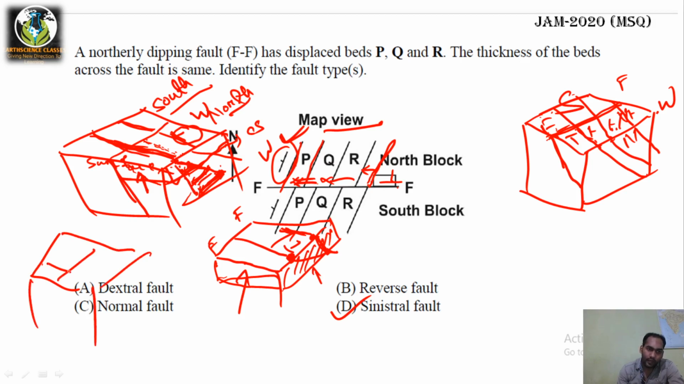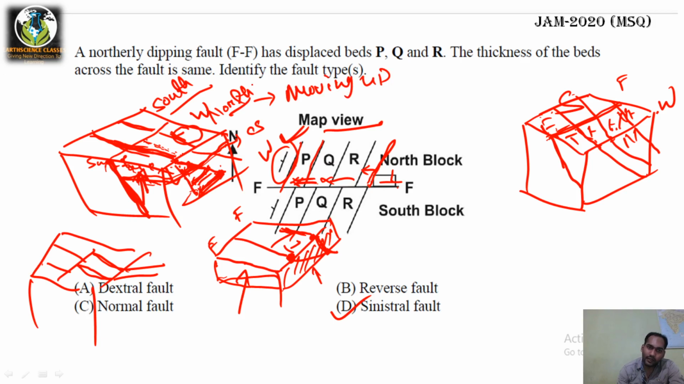This is the fault plane, and now they are shifted. Why are they shifted? Because this part is moved off, then this part got eroded. Now you are seeing these contacts. So the fault plane is dipping towards north, and the north block is moving off.